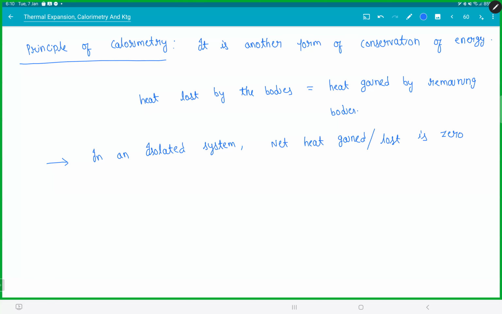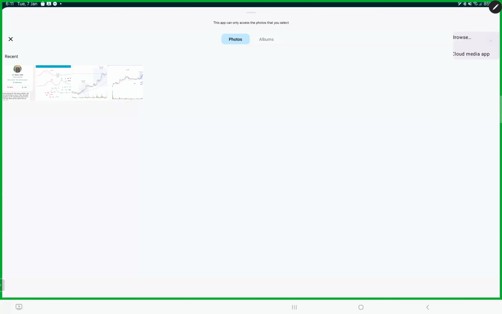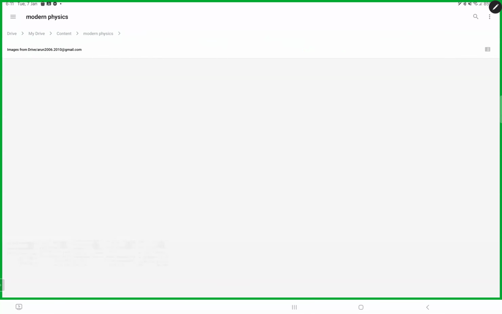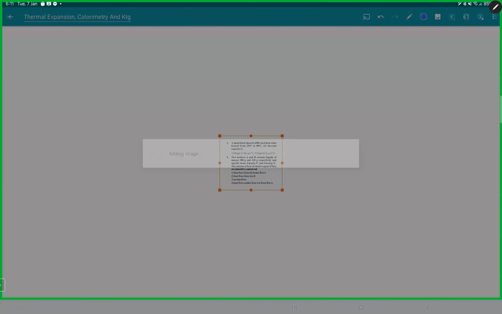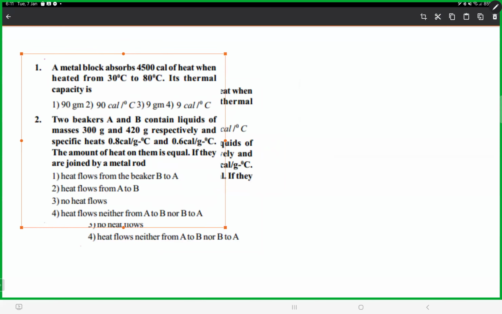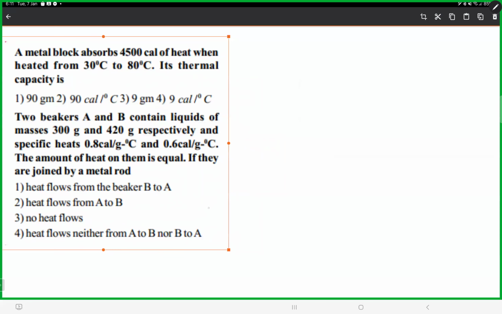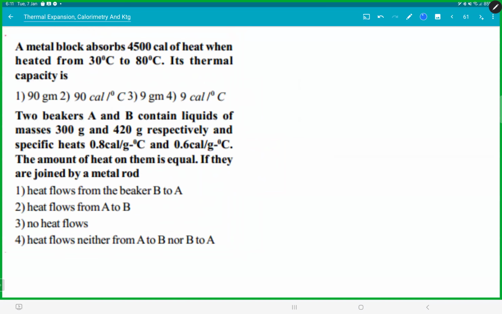Let's see some questions on this. Get them. 17 and 17b. Thermal capacity means same as heat capacity.